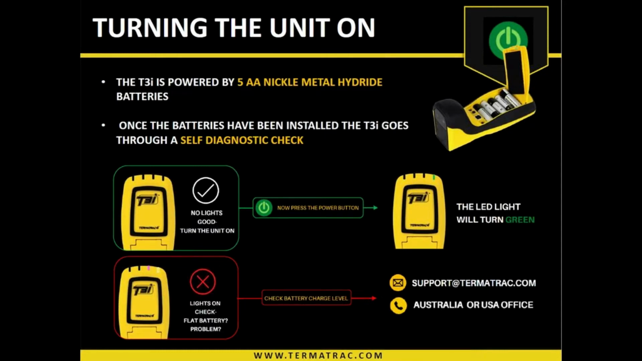So the unit is powered by 5 AA rechargeable batteries, of which 10 are supplied within the kit. Once you install 5 batteries in correct polarity, the unit itself will run through a self-diagnostic process. You will notice at that point that the LED lights on the top of the unit will continually flicker and run through a colour sequence. So that is checking for any internal componentry faults, and if no faults are detected, all lights will go out. Then we just need to turn it on, in which case a green light will be illuminated.